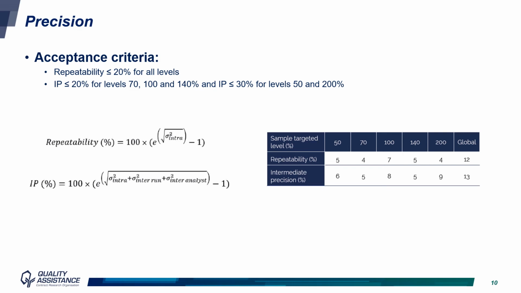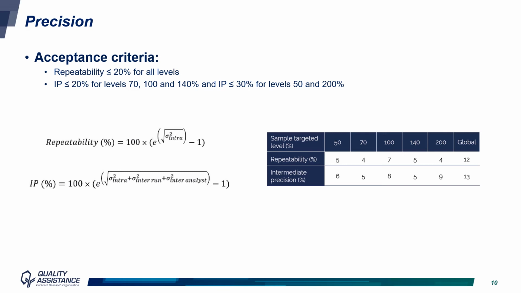Precision was studied using Kadcyla at the same 5 different targeted values. The following equations were applied overall and for each individual potency level for repeatability and intermediate precision. The following table presents a summary of the result obtained for the precision assessment.